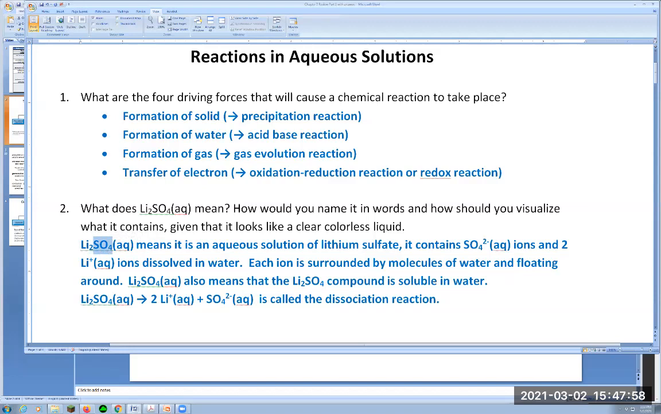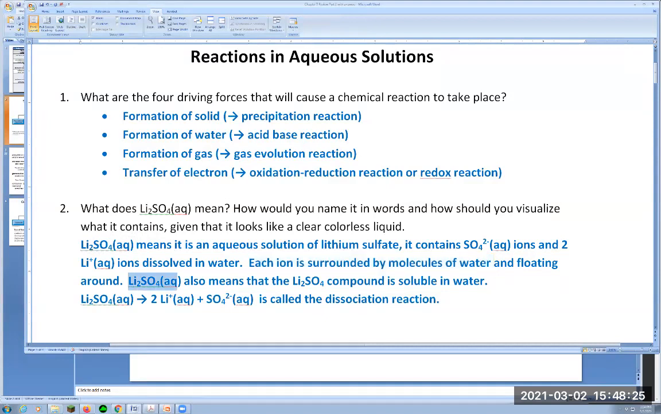And so they are dissolved, and each ion is surrounded by molecules of water. So we say that they form spheres of hydration. So you can visualize each ion being surrounded by molecules of water all around. And so they are floating around, and so they are effectively separated, those negative and positive ions.